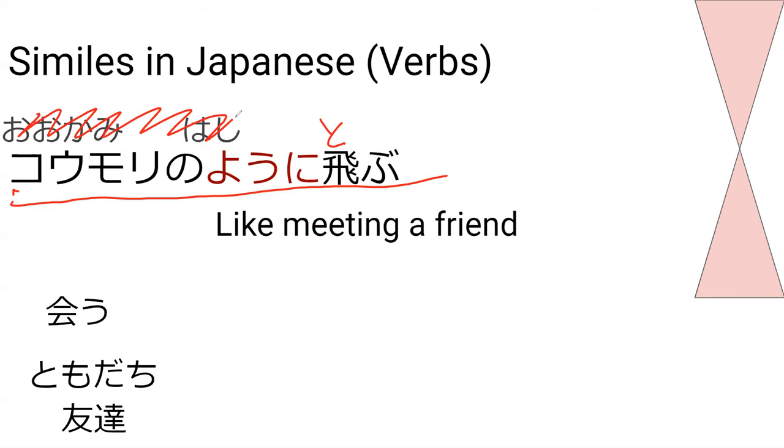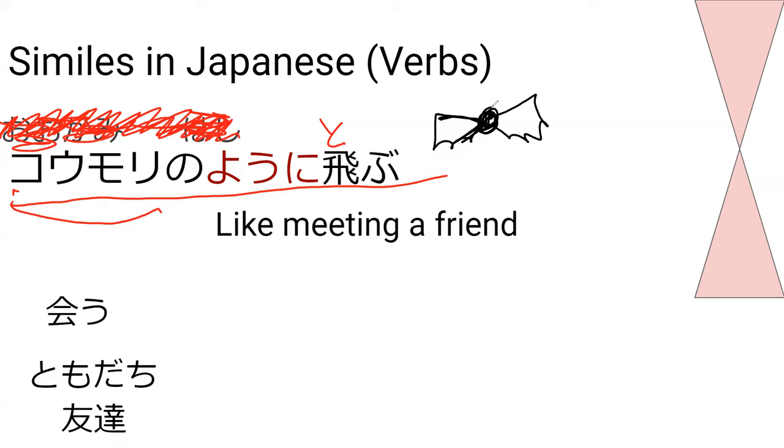So, komori. Hai. Komori no yo ni tobu. What does this mean? Like a bat. So we have like a bat, and tobu. Tobu is a verb. What do you think tobu means? To fly. Yes. So komori no yo ni tobu would mean to fly like a bat.